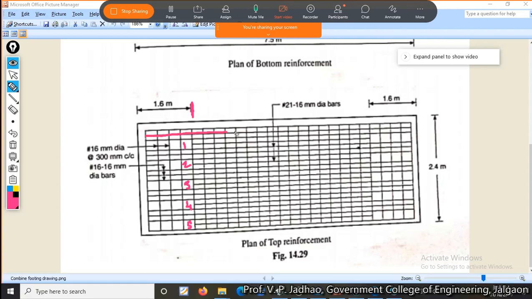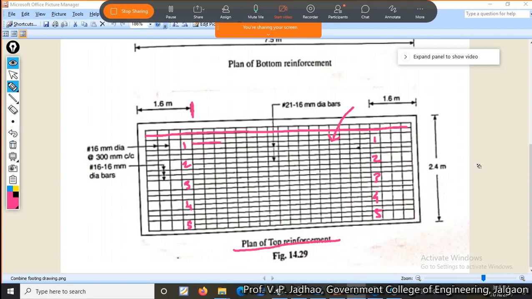So these full length bars are a total of 16, and for the curtailed length, again we have curtailed here 1, 2, 3, 4 and 5. So a total of 16 bars will be full length, and the total of 21 bars includes these 16. So 5 curtailed bars and 16 full length bars. Like this we have provided a total of 21 bars at the top face.